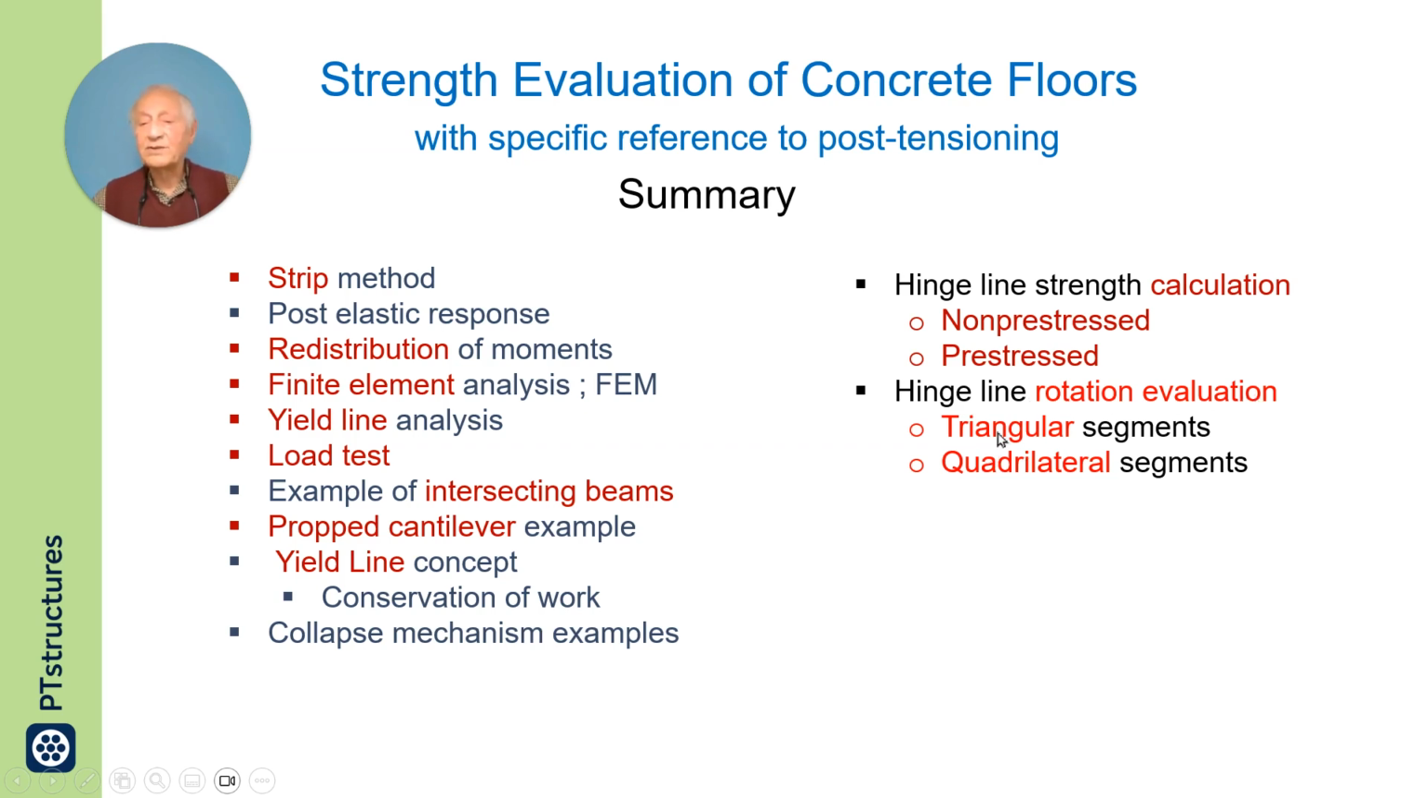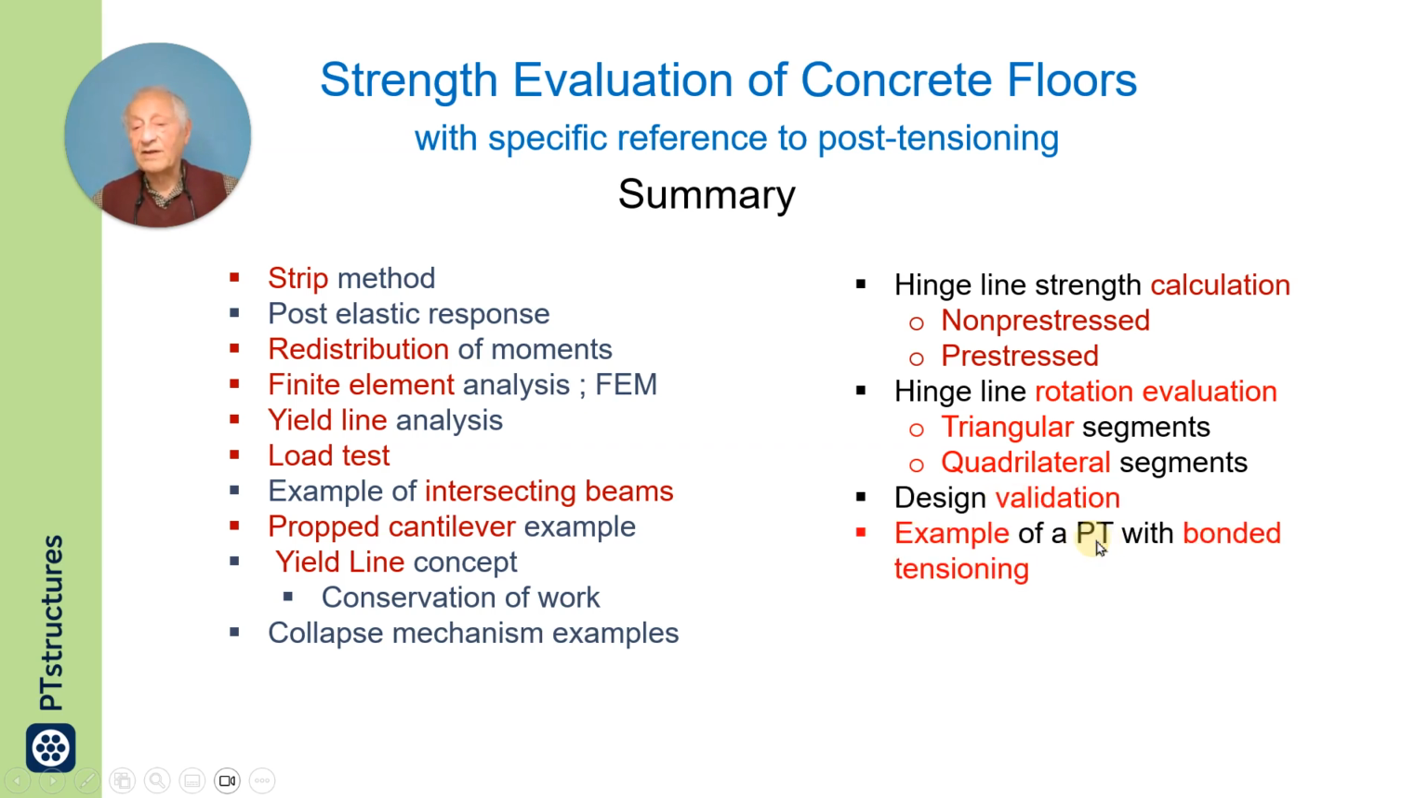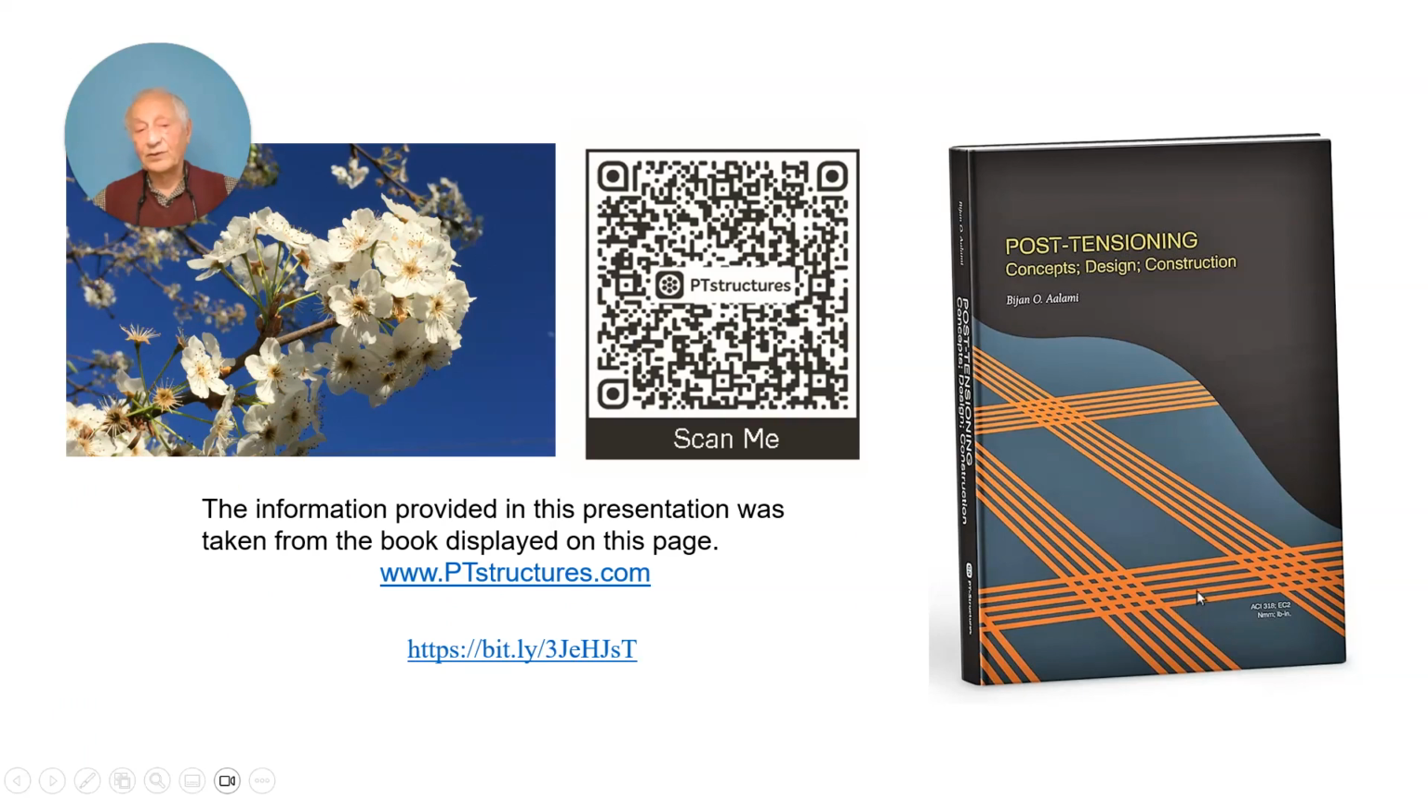I gave you some triangular and quadrilateral segments, how the rotations are calculated. I really don't expect you to do that manually, but for background information was good to know how the software does it. Then talked about design validation, did the example of a bonded panel, then did the example of a column supported floor.